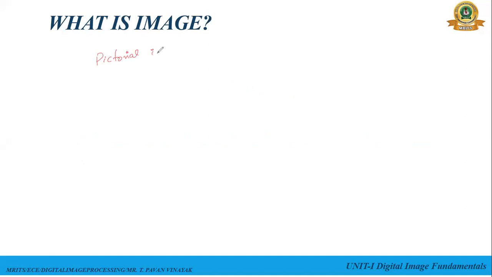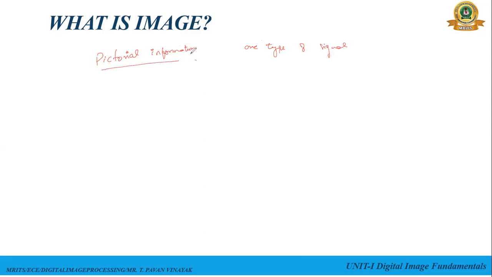So what is image? In your point of view, what is image? Image means some pictorial information. Pictorial information, or image is one type of signal, right? Image is one type of signal which consists of pictorial information.